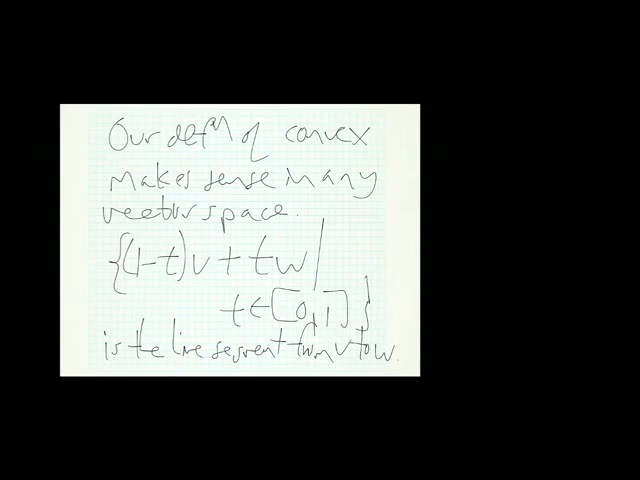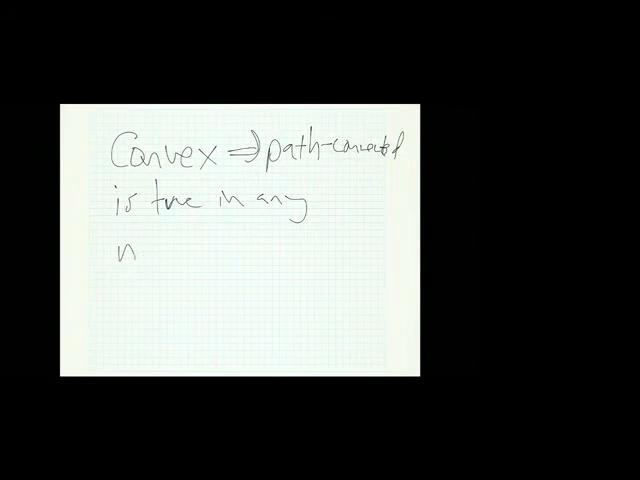I'm only telling you this so that we can say what we said before about convex implying path connected. This is true in any normed vector space. Convex is defined in terms of what a vector space is. Path connected is defined in terms of topology, but every normed vector space is both a vector space and a topological space. So this statement is true in any normed vector space.